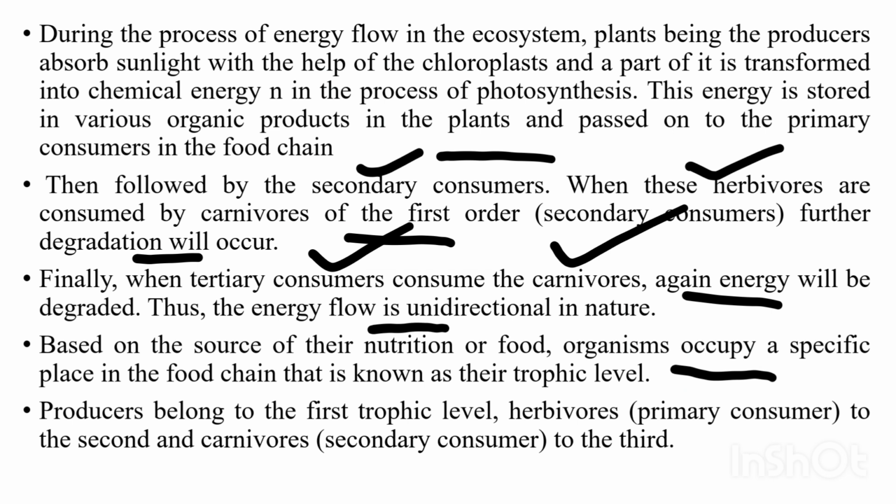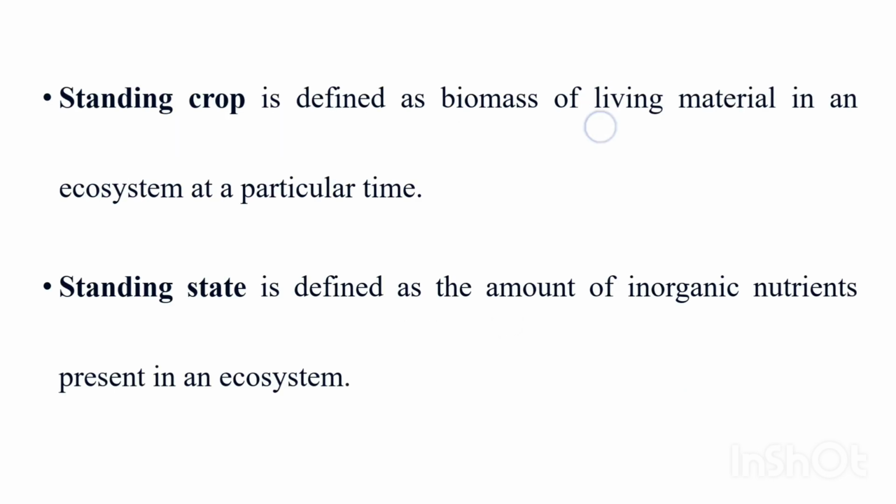Producers belong to the first trophic level, herbivores belong to the second trophic level, consumers belong to the third trophic level. Next, what is standing crop? What is standing crop and what is standing state? Standing crop is defined as the biomass of living material in an ecosystem at a particular time, and standing state is defined as the amount of inorganic nutrient present in an ecosystem at a particular time.